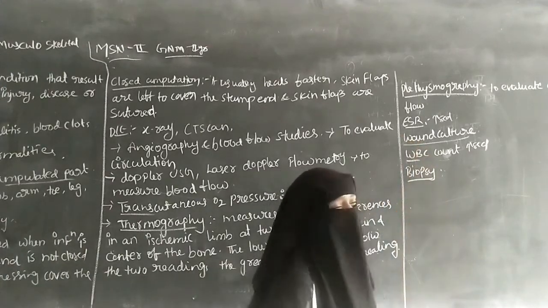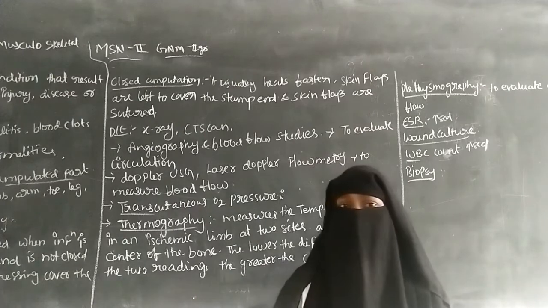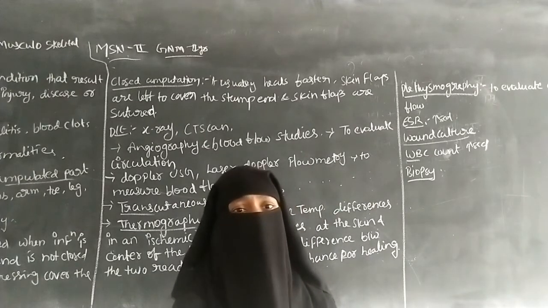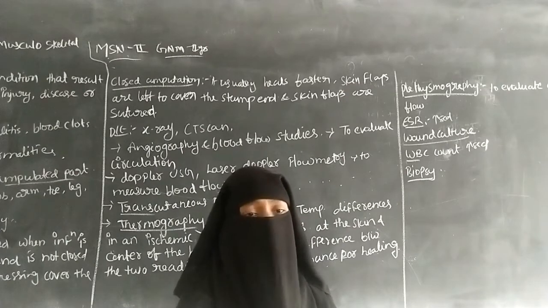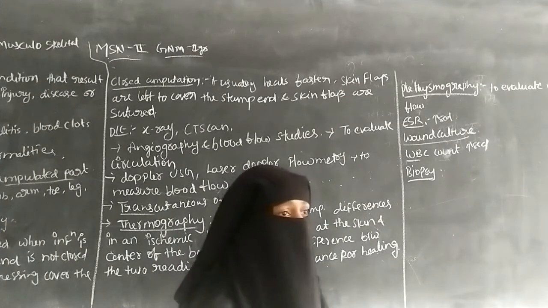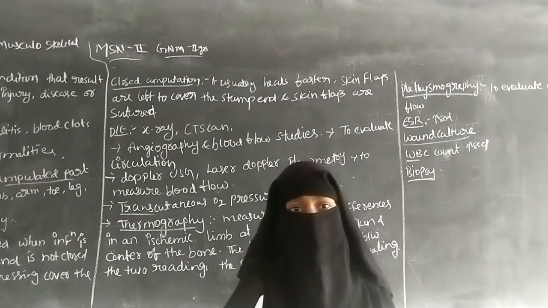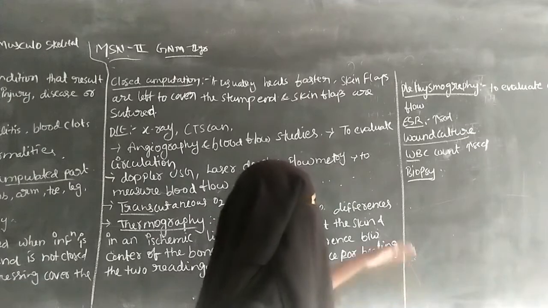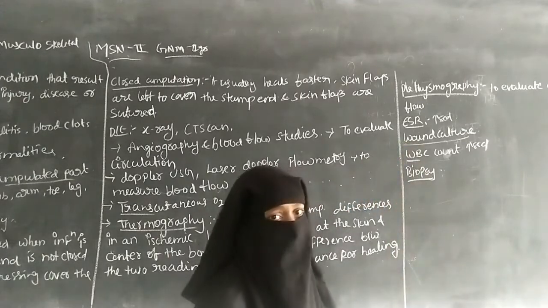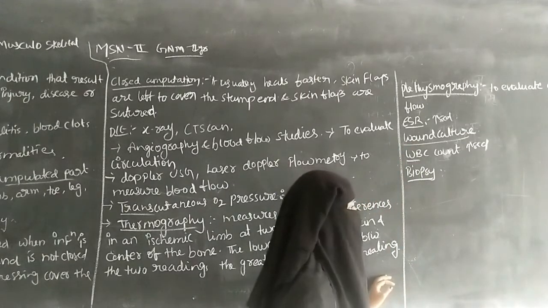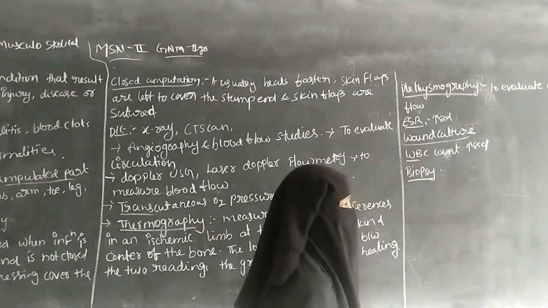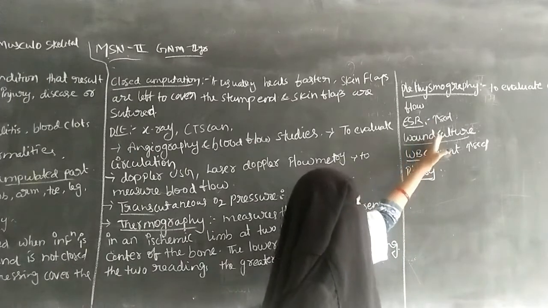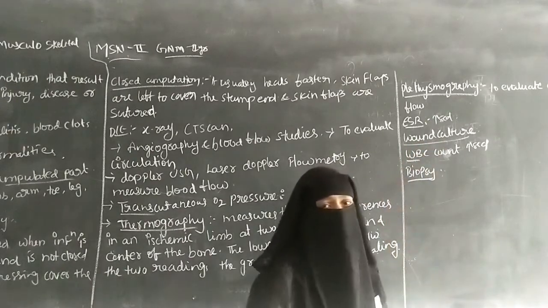And next one is wound culture. In wound culture, a sample is taken from the wound and sent to the lab, where the culture is done. It can be done to diagnose which organism is present and how much the wound has become infected. We can identify this by the wound culture.